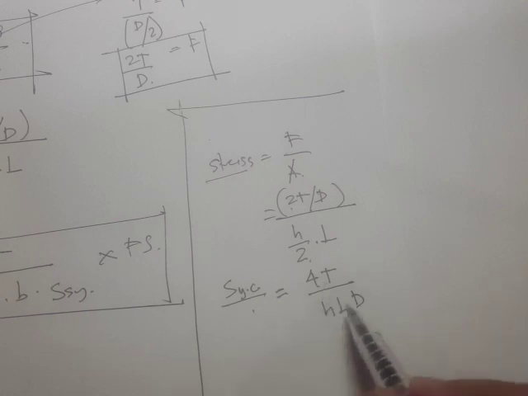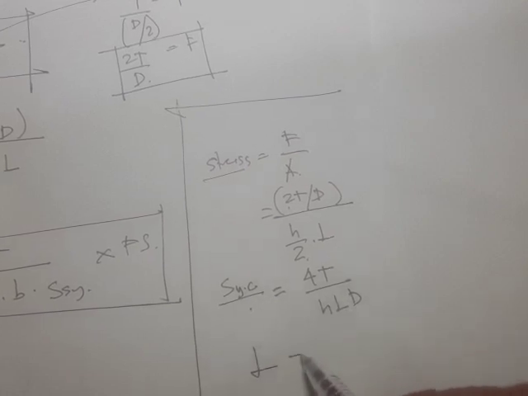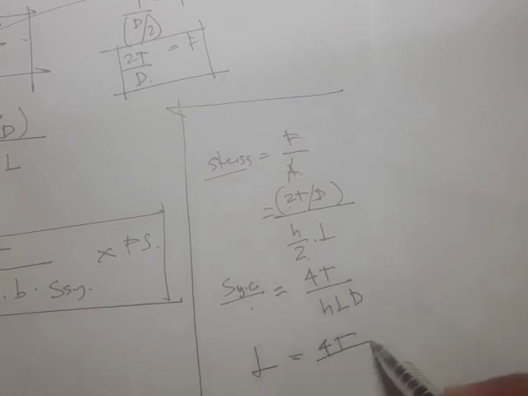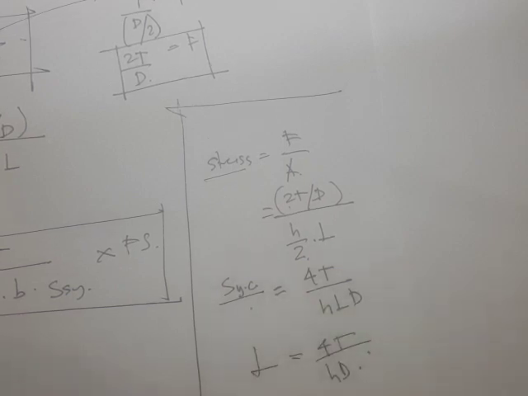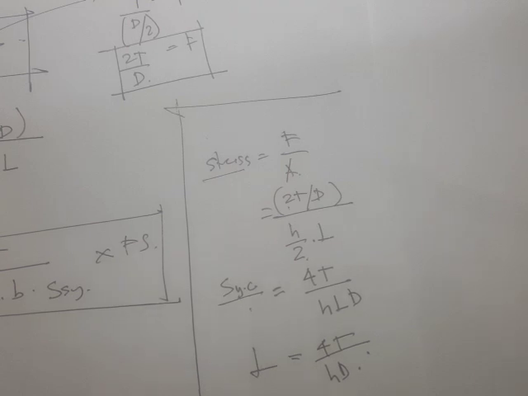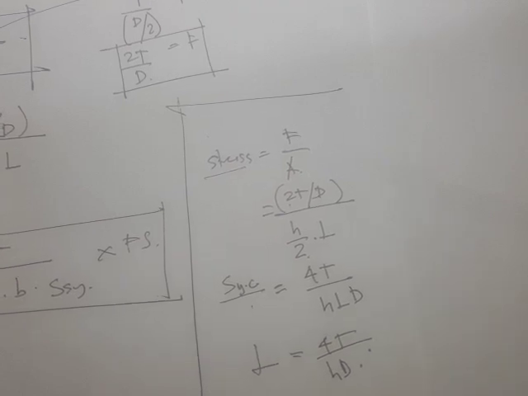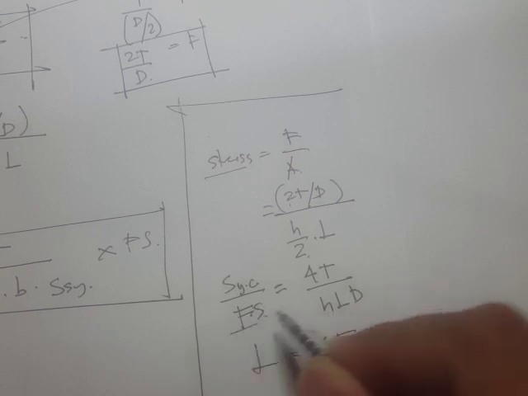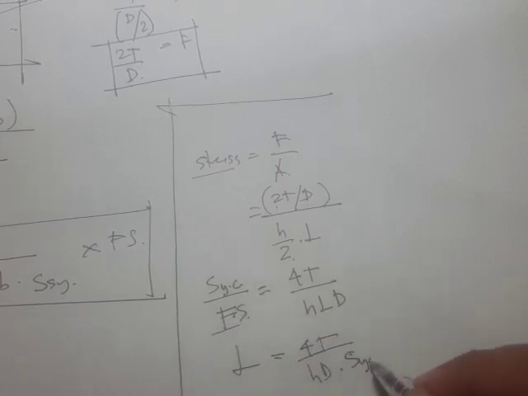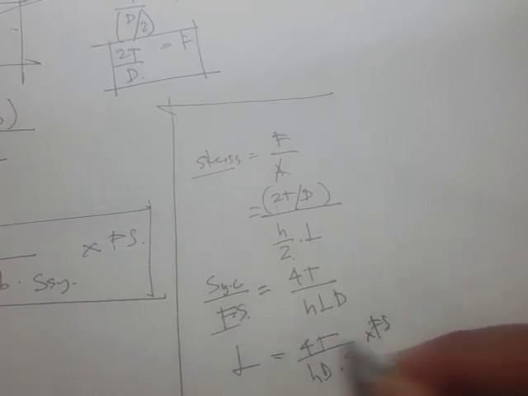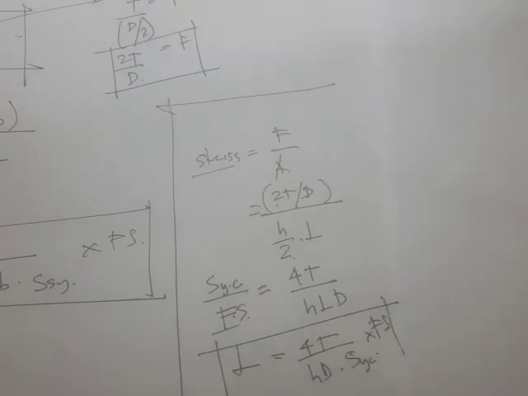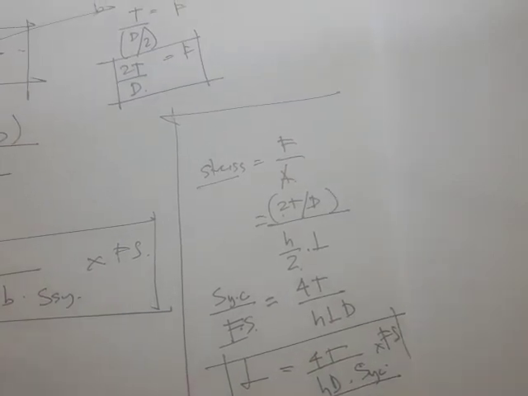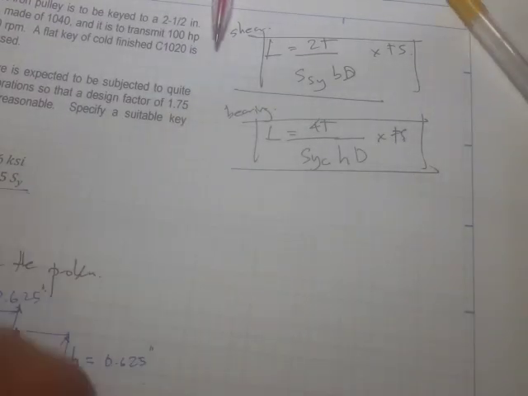So here it is, and in terms of length, this is going to be 4T over h times d times, okay, we forgot something right here, there should be a factor of safety, so SYC times the factor of safety. So that's the derivation of the equations. Now let's apply this in our problem.